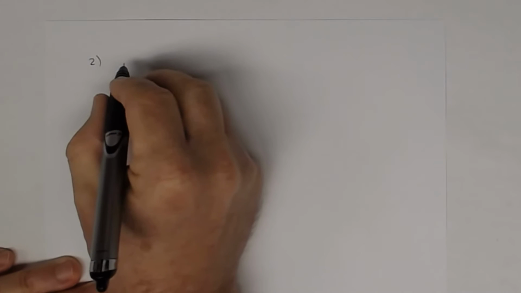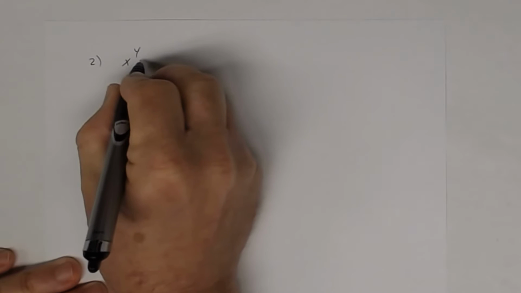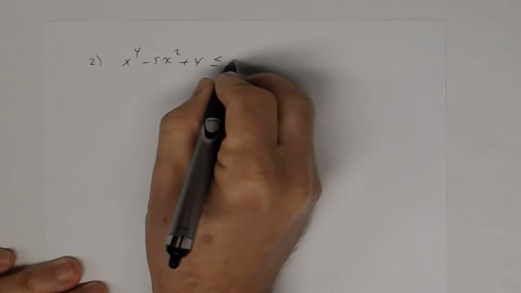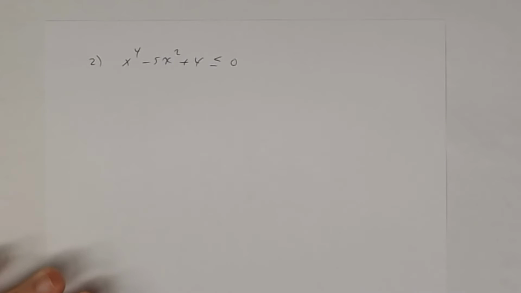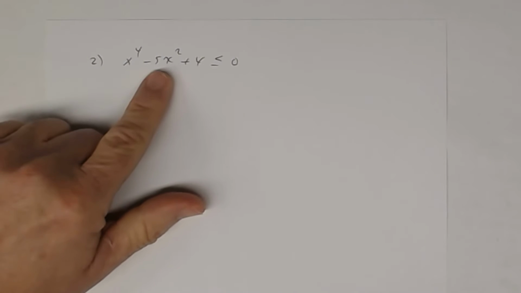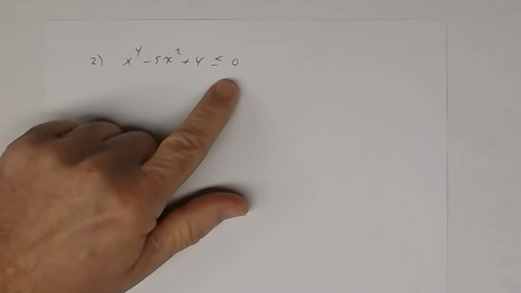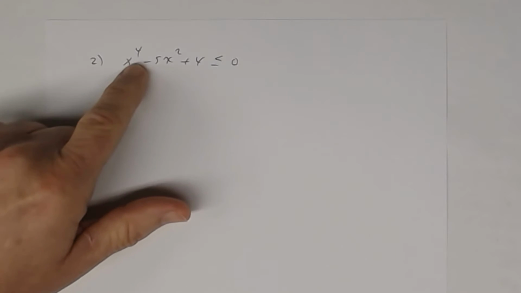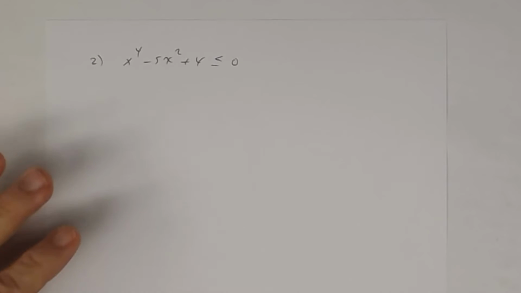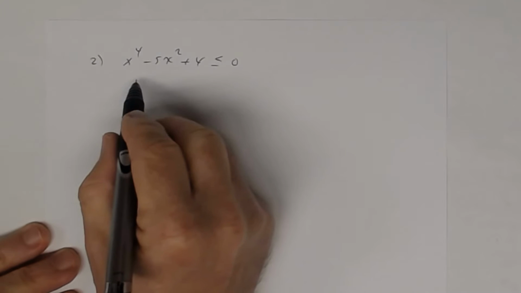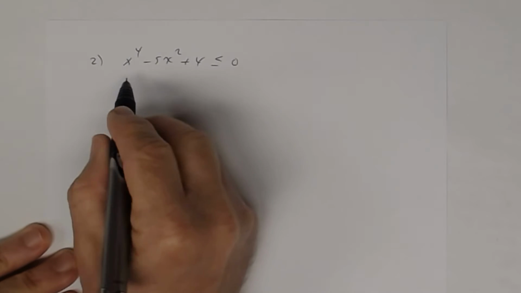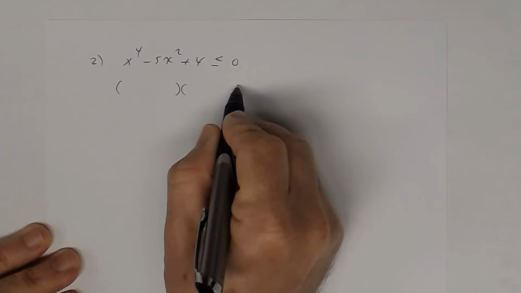In number 2, you have x to the 4th minus 5x squared plus 4 is less than or equal to 0. This time it's not factored, but I do have it in standard form, with 0 on one side. It's a higher order polynomial, and you saw several ways to do this. I'm just going to start factoring this. See how the middle term variable is x squared? So let's go ahead and factor this.